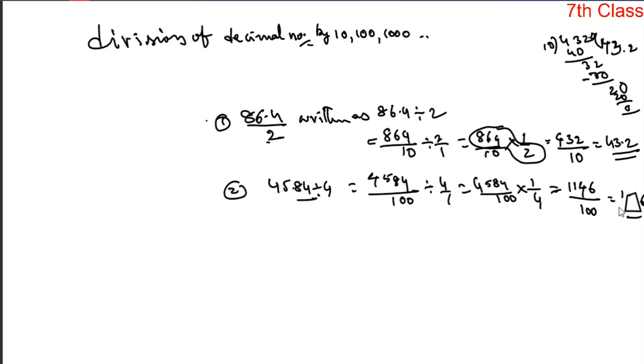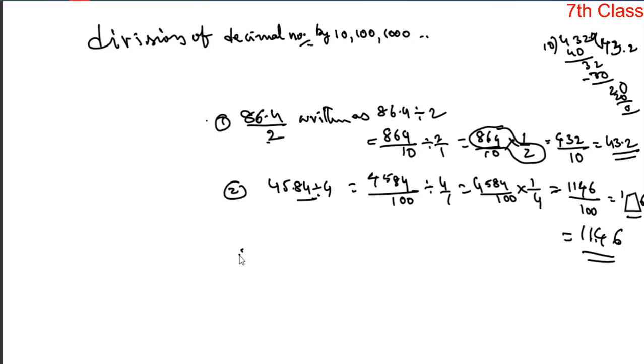So you make the same placement of decimal in 1146. That means here two places are there, so you put a decimal point after two digits, 1 1, so that means 11.46. So while dividing any decimal number by 10, 100, 1000, etc.